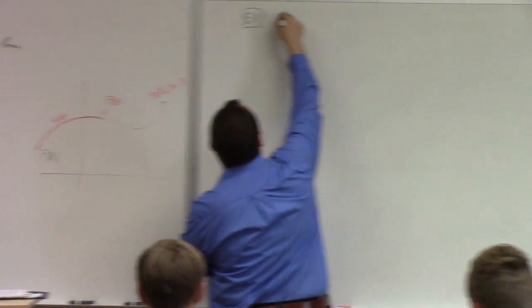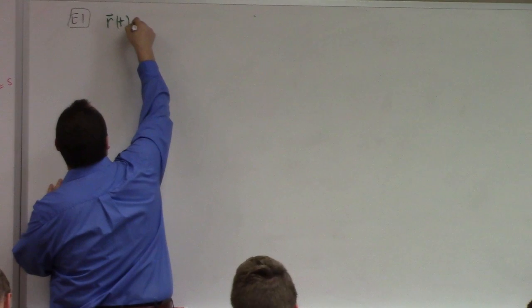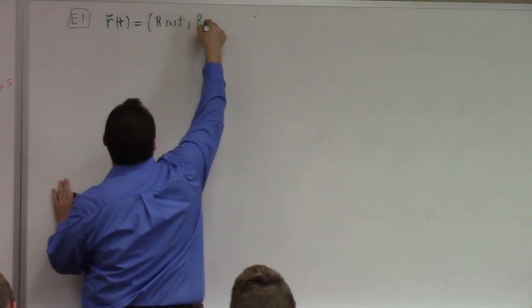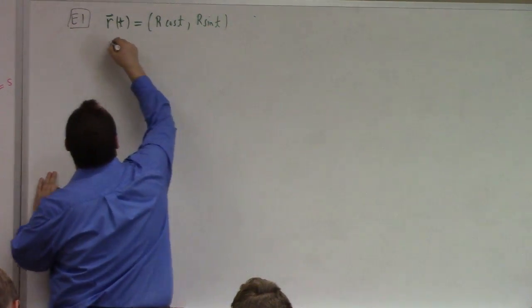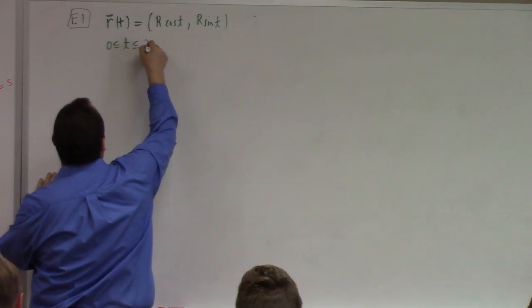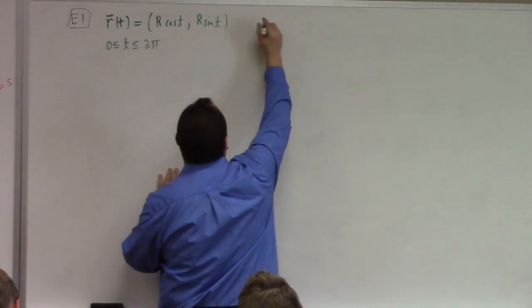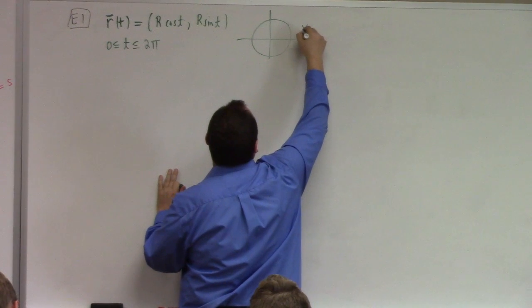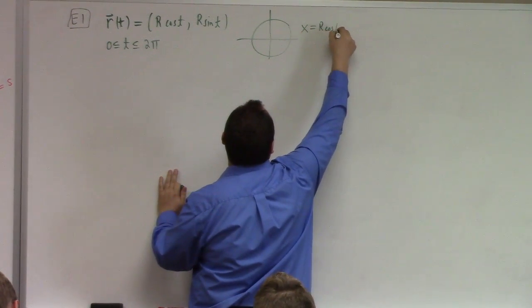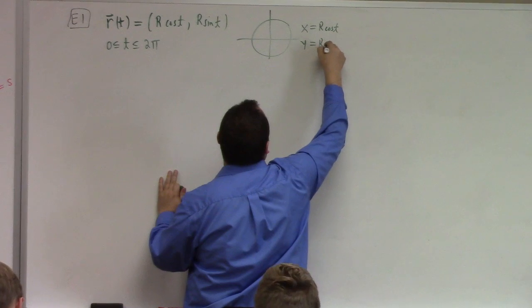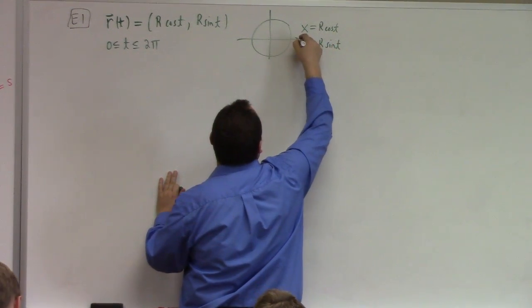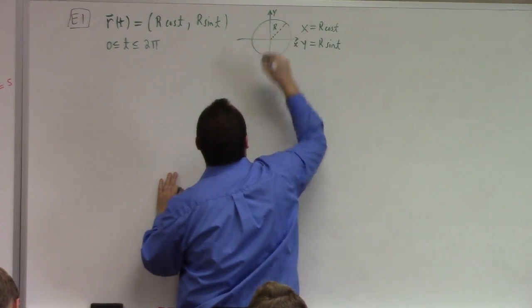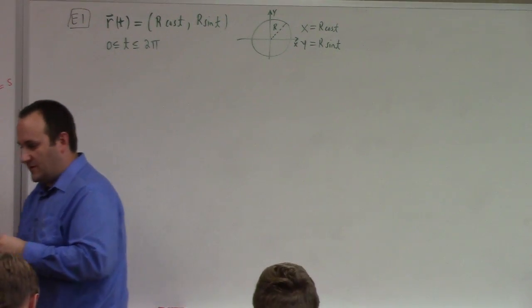So here's a very popular example. r of t equals r cosine t, r sine t, 0 less than or equal to t less than or equal to 2 pi, aka a what? You know it. You love it. It's the circle of radius r, right? Let's calculate its arc length.